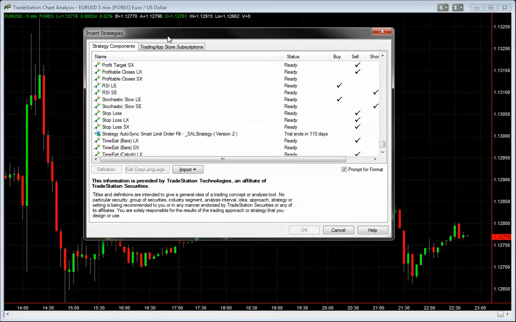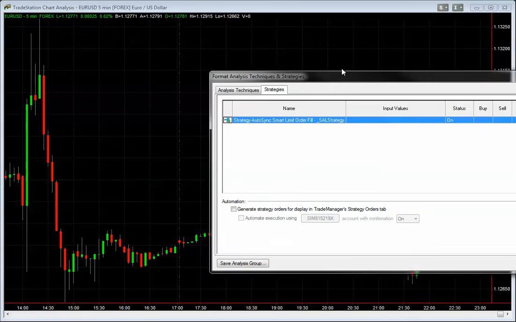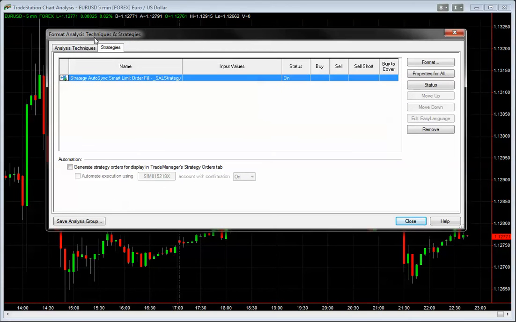A window will open up showing all the possible strategies in the list. Scroll down till you find Strategy AutoSync Smart Limit Order Fill, version 2 or whatever version, and you see the little puzzle piece beside it which indicates this is a trading app store strategy. Left click on that, click OK. I'm going to pull the window into view which appears, which is the Format Analysis Techniques and Strategy windows. We see that the strategy has been inserted on there. The status is set to on. Let's turn that status to off.